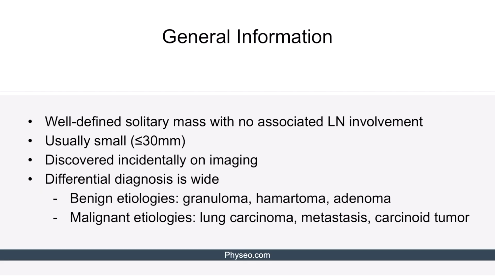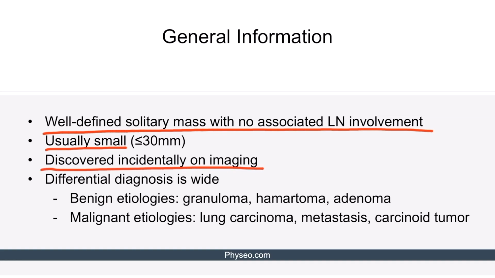A solitary pulmonary nodule refers to a well-defined solitary mass without any associated lymph node involvement. They are usually small, with a size of 30 millimeters or less, and are most commonly discovered incidentally on imaging done for other purposes.